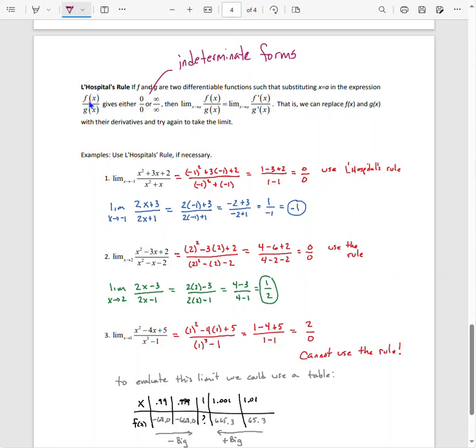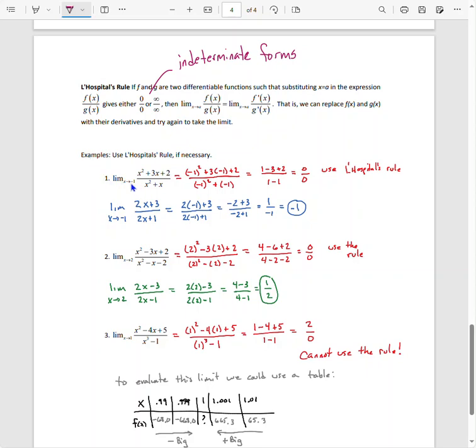Okay, so if the original function, when we evaluate, gives an indeterminate form, then the limit as x approaches a of our quotient of two functions is the same as the limit as x approaches a of their derivatives. So the ratio of two functions is very similar to the ratio of their derivatives, is exactly what this is saying. So we can replace f of x and g of x with their derivatives and try again to take the limit. This is pretty cool.